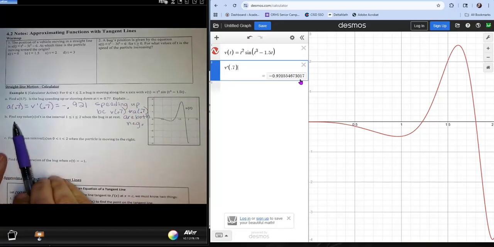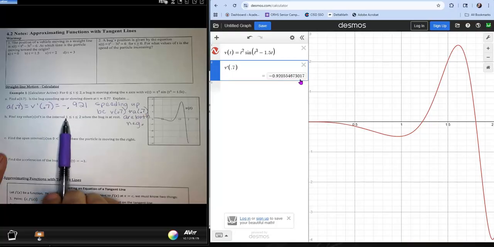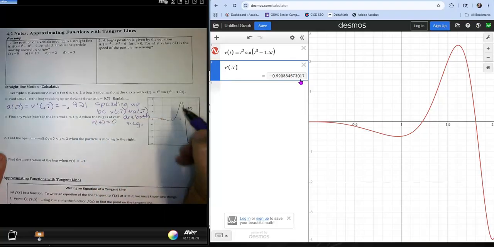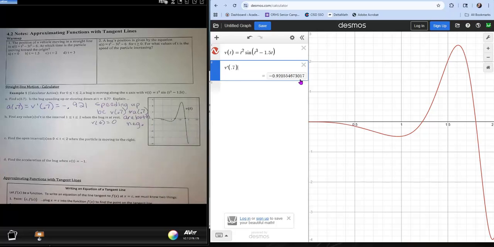Okay, number 2. Find any values of t in the interval between 1 and 2 where the bug is at rest. The bug is at rest when the velocity is 0. And I can see by looking here that I have 2 places in my graph where it's going to be 0. I'm going to show you how to find the intersection. If I just click here on my graph, of course I can get a whole bunch of points. Oh, it did pop up for me here. Do you see how it changed to that little symbol right there? That's saying that it found the 0 for me.